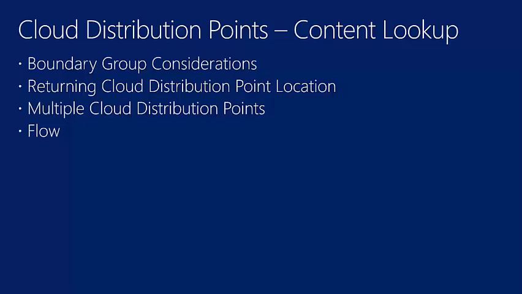And then finally, to reiterate the flow, right? Preferred distribution points are always returned first. Non-preferred distribution points are then returned, and then finally, cloud distribution points are returned, right? So that's how it works. To try to help you understand the flow of how the cloud distribution point works a bit more, let me show you a graphic.